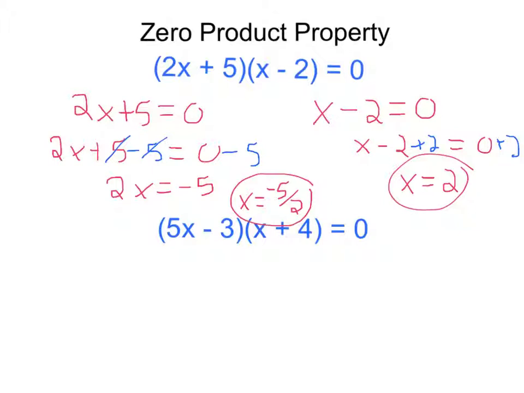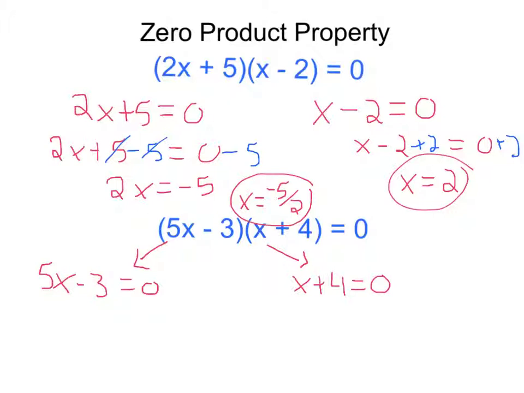Same thing for the second example. You break your two binomials apart and set them both equal to 0. So 5x minus 3 equals 0, or x plus 4 equals 0. So we want to solve for both values of x that allow this to be true.